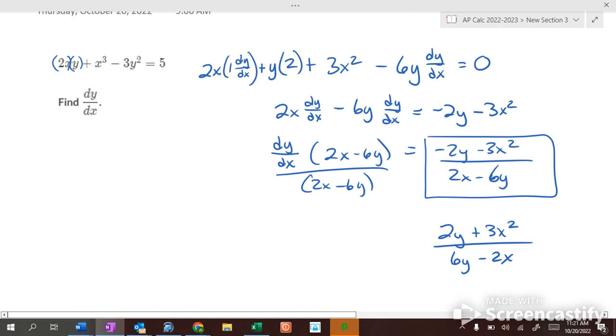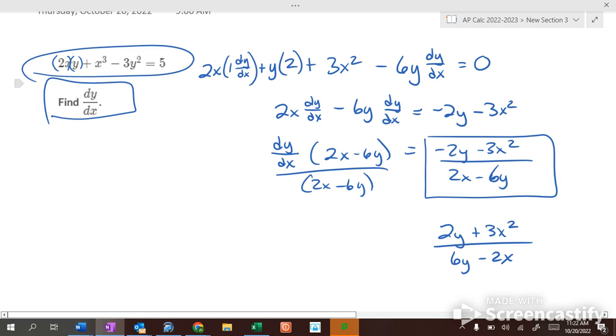Wait, so the answer is both, or it's just one or the other? It's one or the other. It's not both. Well, I mean, it is both, but they could have one or the other listed as the answer. So understand that they might factor out a negative out of everything and put it as a more positive answer. Whether it's AP or Khan Academy, they might do that to you. Okay? So, what is dy dx? It's the first derivative, which is the slope. So we can find slopes of equations like this at any point.